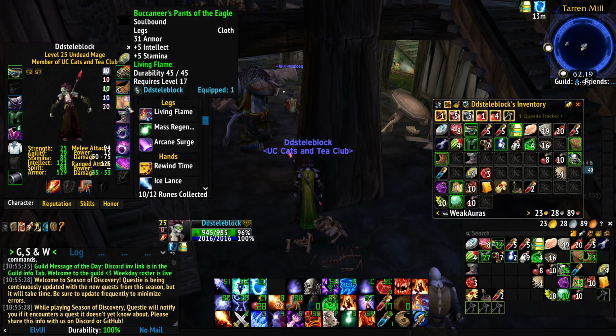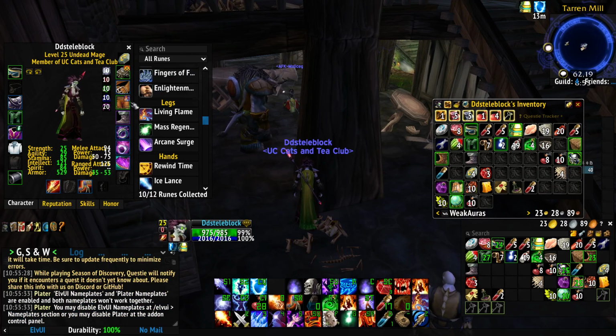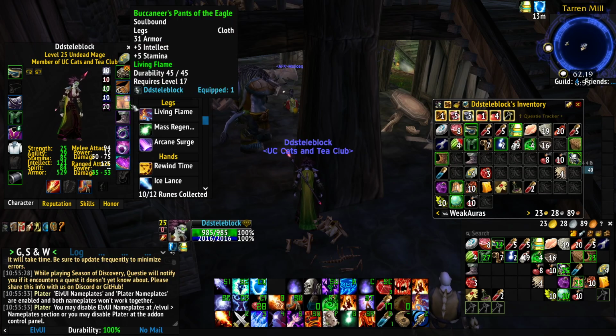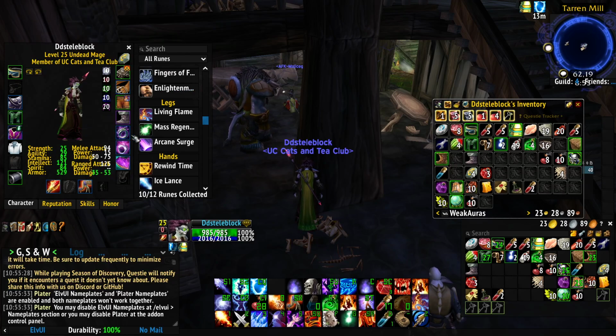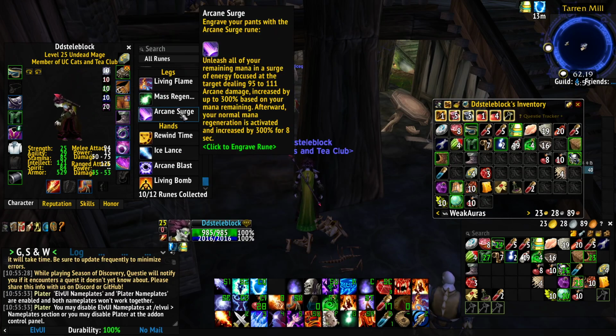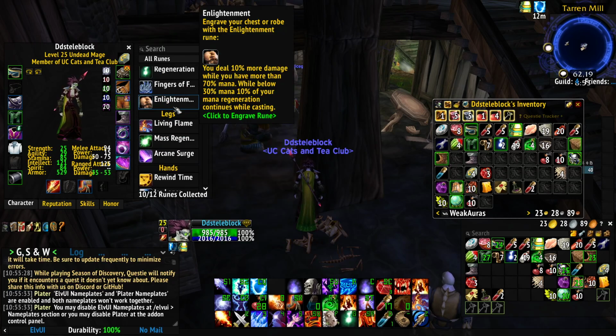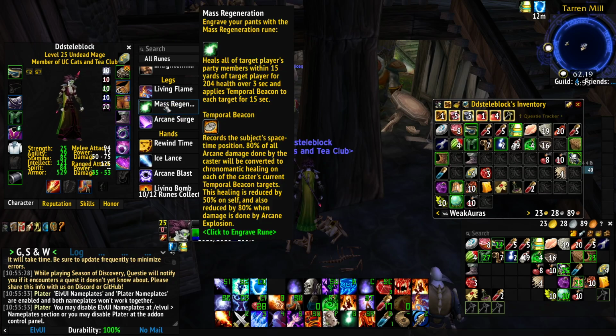So this is my setup for AoE farm. I've got Living Bomb. I can change it out for Ice Lance or maybe even Rewind Time if I'm taking a lot of damage. But pretty much a must is Living Flame and Regeneration. Living Flame does really good damage for some reason, but single target it's not amazing, other than the debuff it provides and the healing that you do. But if you look at it, you can get Mass Regeneration and put it on your pants.